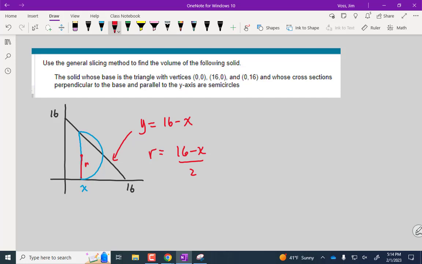And then the area of the semicircle is going to be half the area of a circle. So it's 1/2 pi times the radius squared. So that is the area function. And then we integrate the area to get the volume.